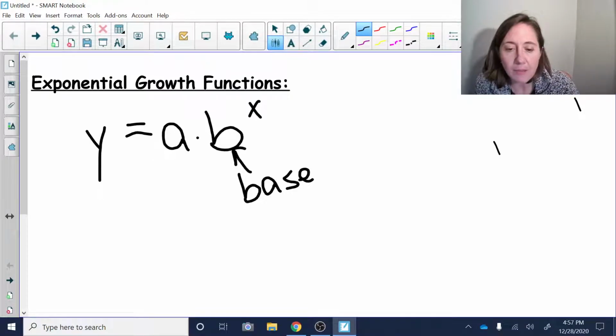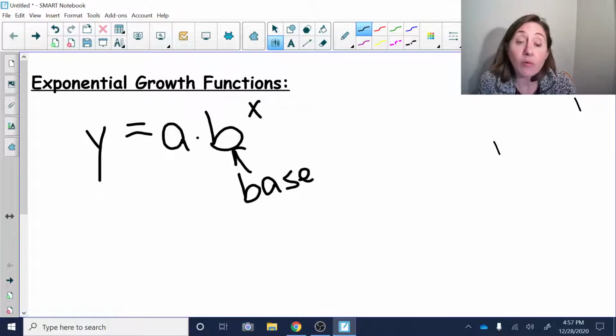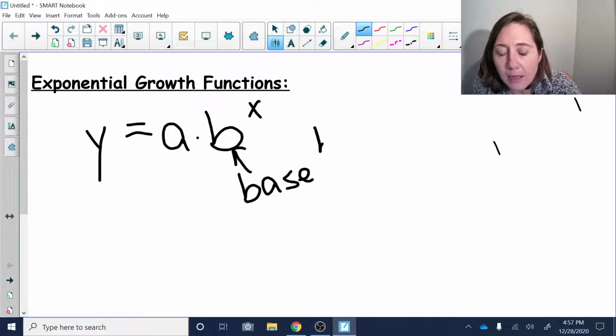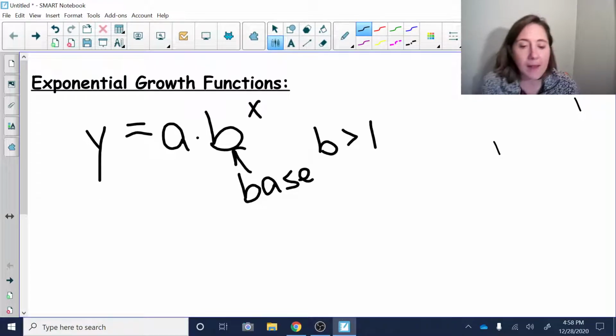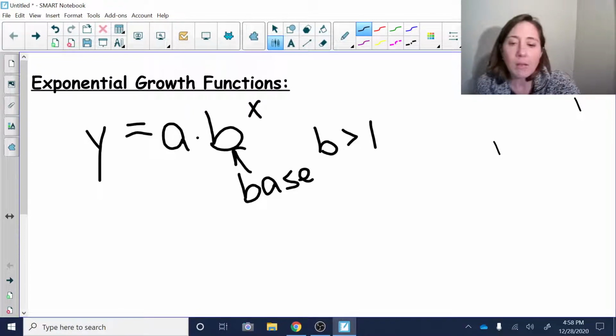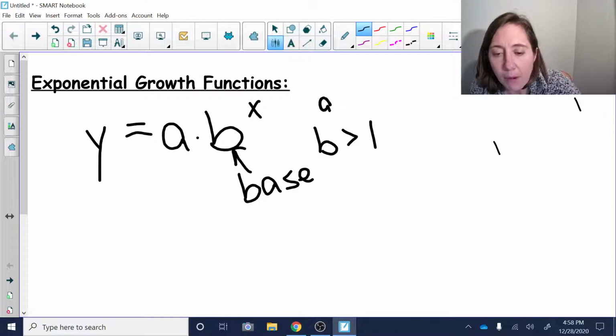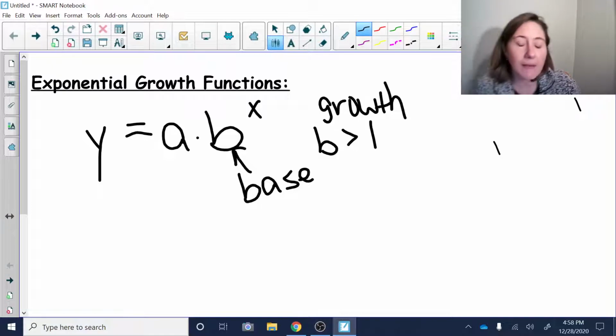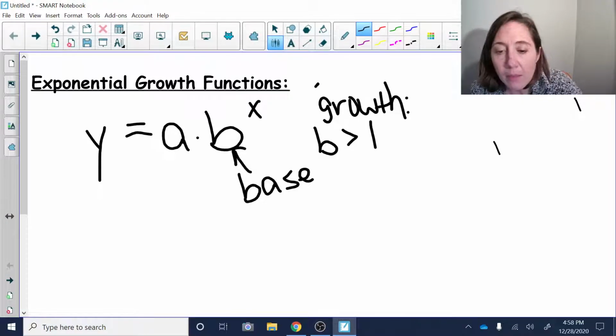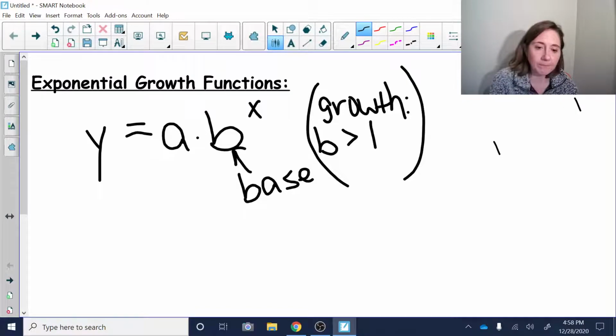And that base number, for growth functions, the b is going to be greater than 1. Okay, so we'll talk about that. We'll compare it when we talk about decay functions another day. So for growth, the b value is going to be greater than 1.